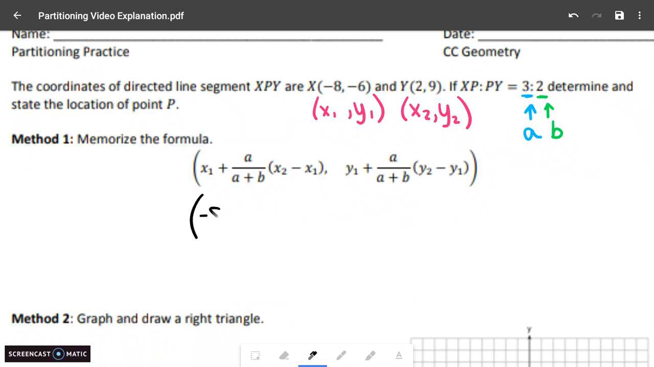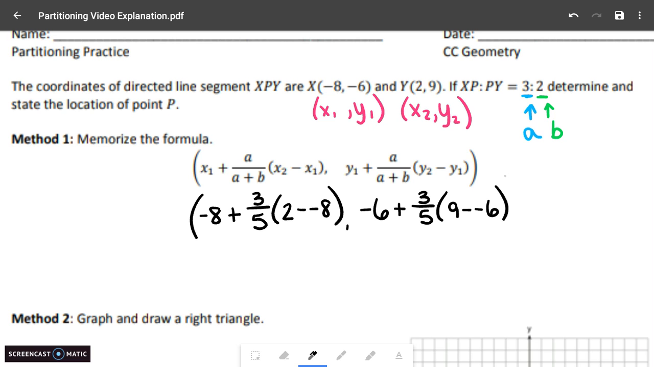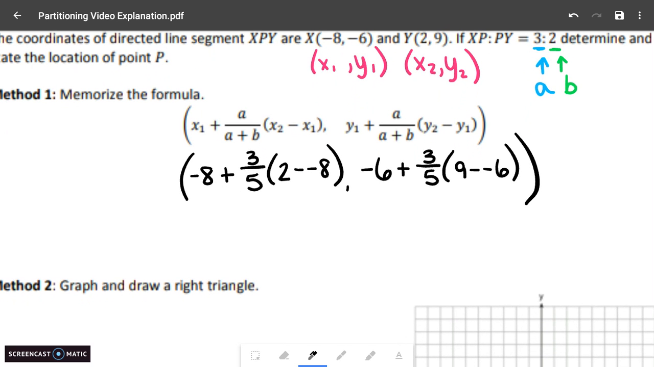So we're going to get -8 plus 3 over 3 plus 2 is 5. 2 subtract a -8. And for the y's, we're going to have -6 plus 3 over 5. 9 subtract a -6. Now we just want to go through and evaluate those pieces now that we've plugged in.